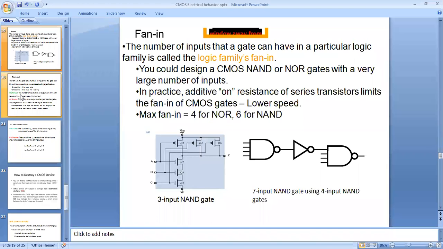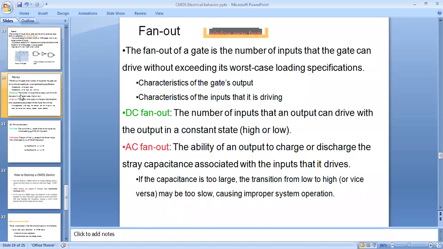So what is fan out? You already know the definition. Suppose we have an interfacing of circuits, where our CMOS circuit is connected to a TTL circuit, that is, the output of CMOS is connected to the input of the TTL circuit. Then we call it interfacing. The fan out of a gate is the number of inputs that the gate can drive without exceeding its worst case loading specifications.